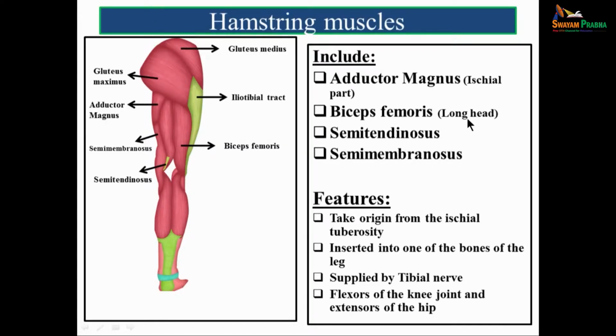The biceps femoris has two heads, the short head and long head, of which the long head alone is included in the hamstring group, whereas the short head is not included. That is because the short head is arising from the femur. Similarly, in the adductor magnus, we have the ischial part which is coming from the ischial tuberosity, and we have the pubic part. The pubic part is not included. So, the ischial part of the adductor magnus is included in the hamstring group.